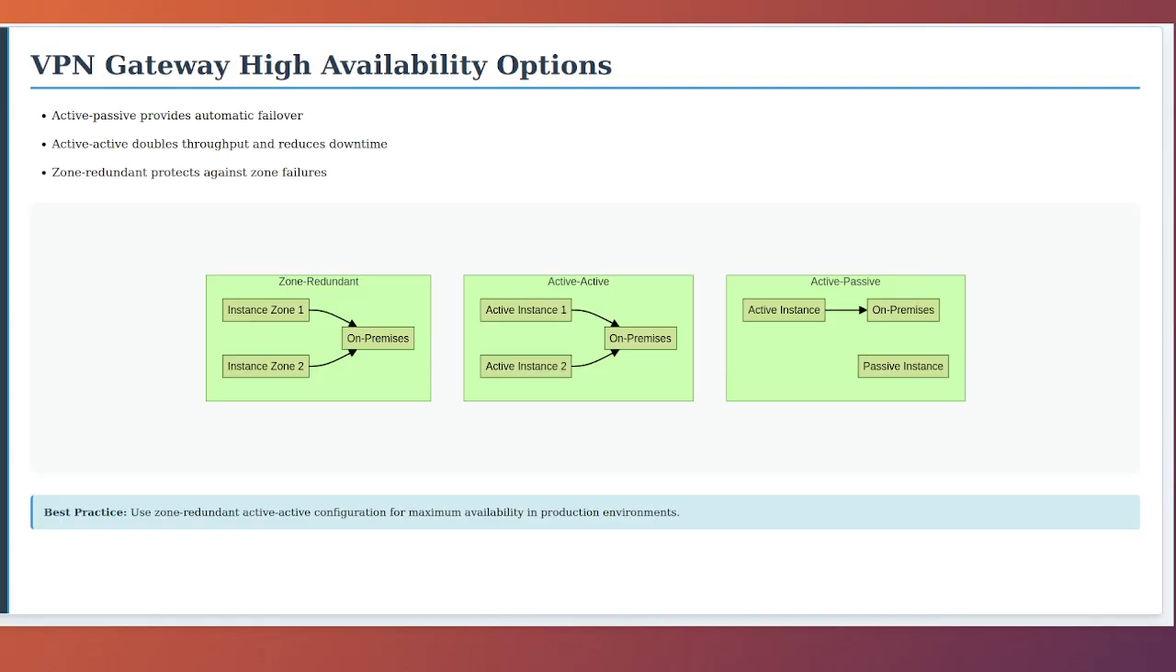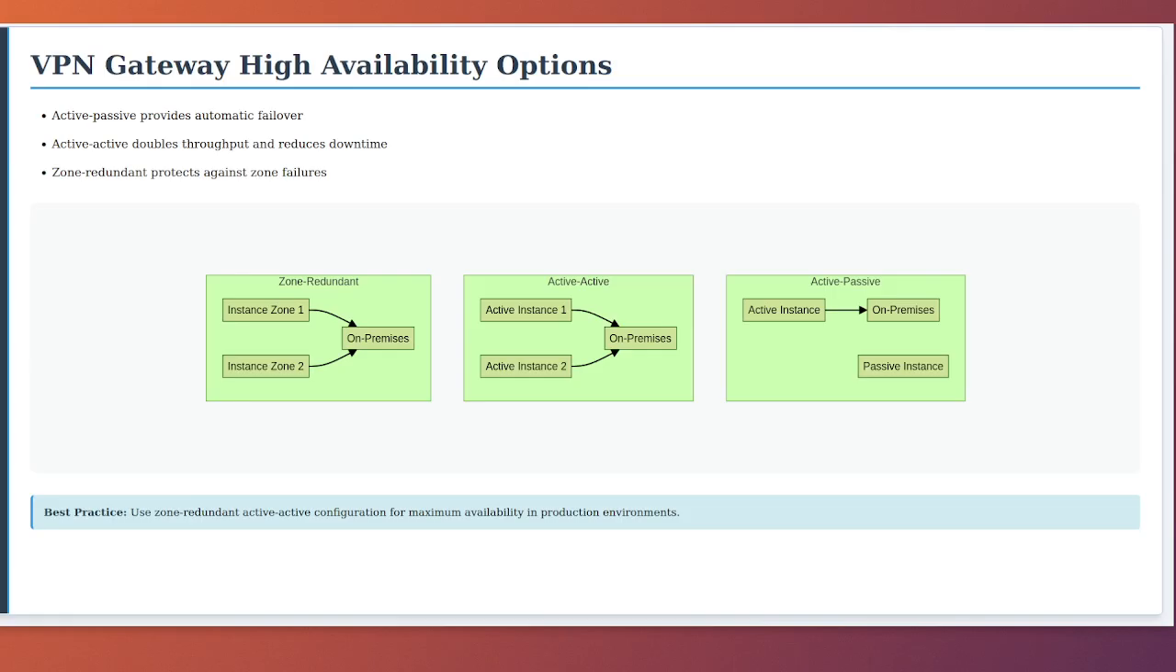Active-active configuration provides enhanced throughput and faster failover by utilizing both gateway instances simultaneously to carry traffic. To enable active-active mode, you must explicitly configure it when creating the VPN gateway, and both gateway instances require separate public IP addresses. On the on-premises side, you must configure your VPN device to establish tunnels to both Azure gateway instances. Traffic is load balanced across both tunnels, effectively doubling your available bandwidth.